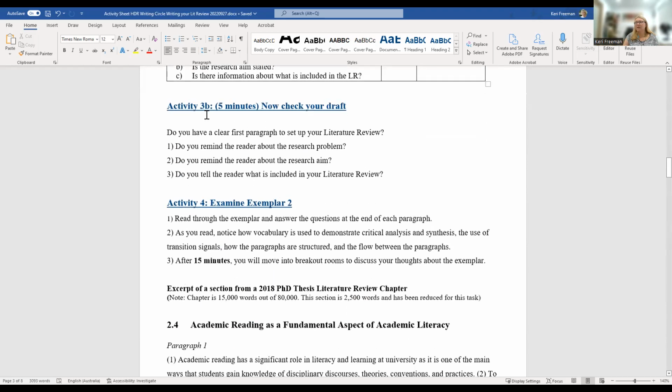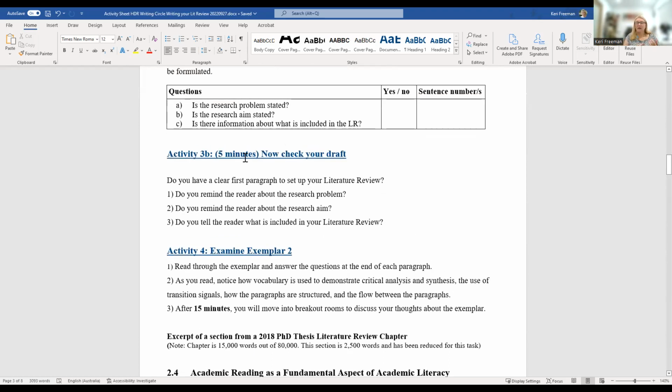All right, so now you're going to check your draft. Do you have a clear first paragraph to set up your literature review? I want you to have a look at that. Have you got planted seeds about the problem and the aim? Is there a sentence there? The aim of this research is... It doesn't have to be the first sentence, but it should be in there.